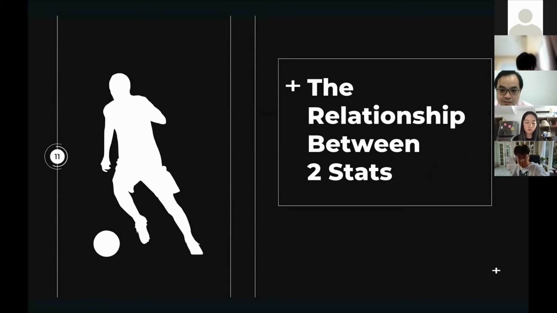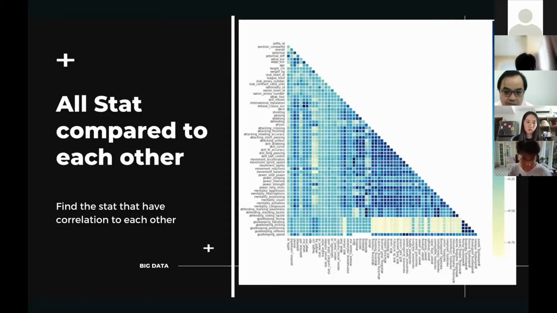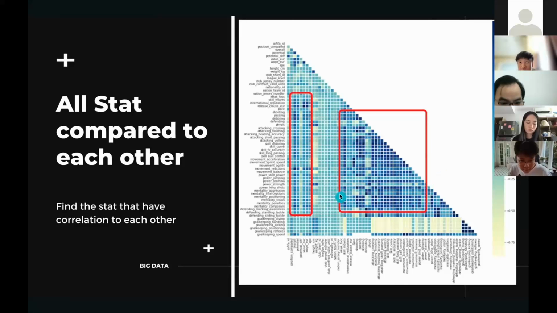And for the second topic, the relationship between two statistics of all players. This is all the statistics compared to each other. We can clearly see that there's some correlation, which is the darker color around the normal statistics, not including the goalkeeping skills. And we can also see the difference between the overall and the potential.